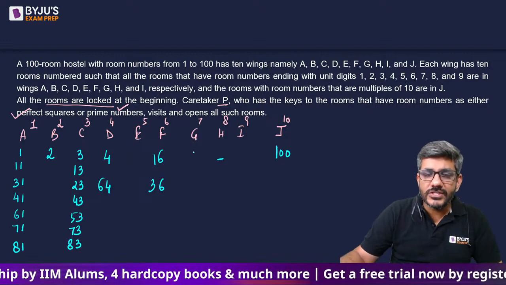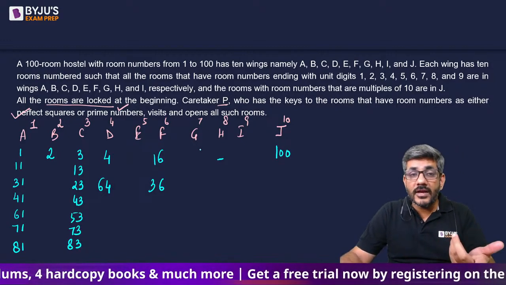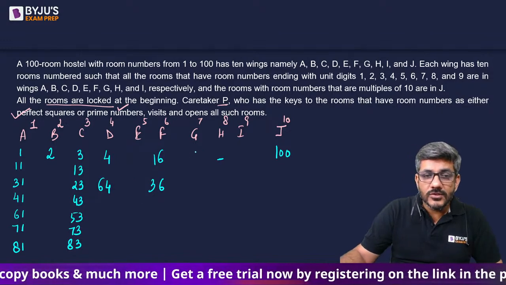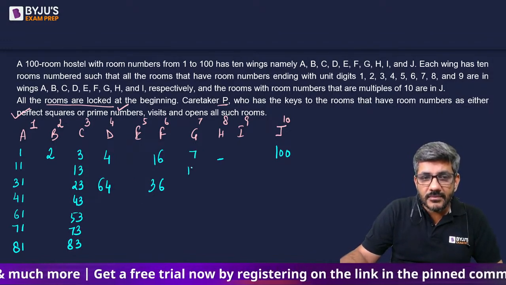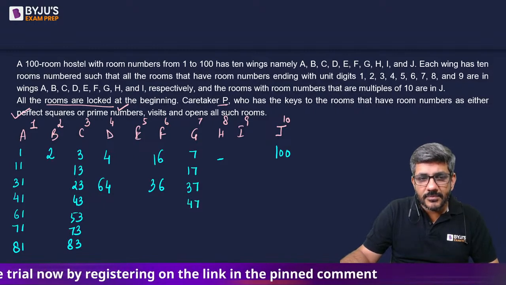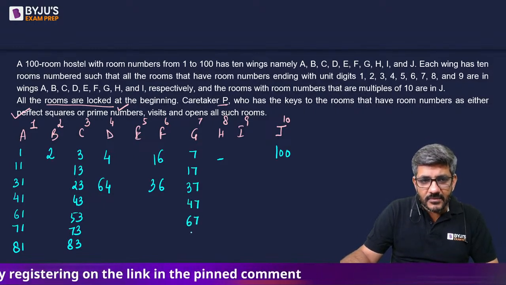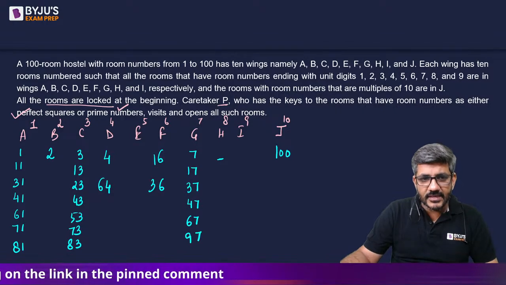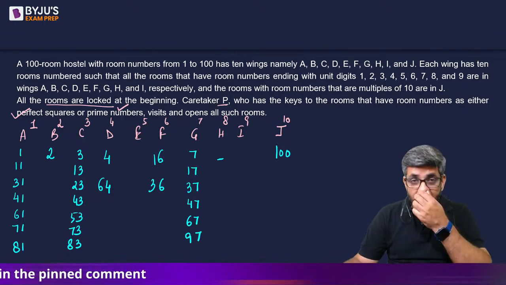Similarly, when I talk about G, no square will come in this either, because no square ends with 7. So what are the primes? 7 is a prime, 17 is a prime, 37 is a prime, 47 is a prime, 67 is prime, and after that I have 97 as the prime. So these were also found easily.